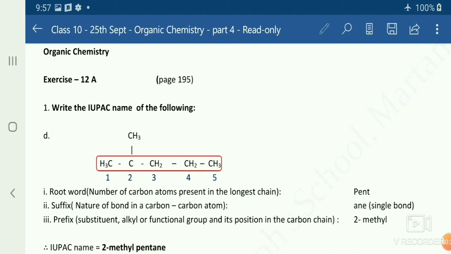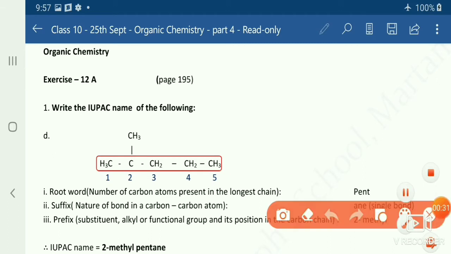the structure of an organic compound, where you can see the longest carbon chain here is this one, which is marked in a circle. So let's count how many are there. 1, 2, 3, 4 and 5. So how many carbon atoms are there? 5 carbon atoms. So your root word naming is going to be what? Pent. Clear?